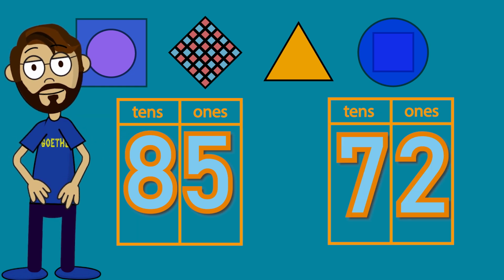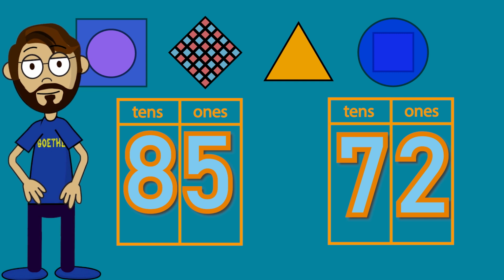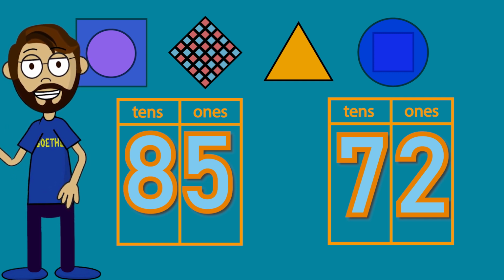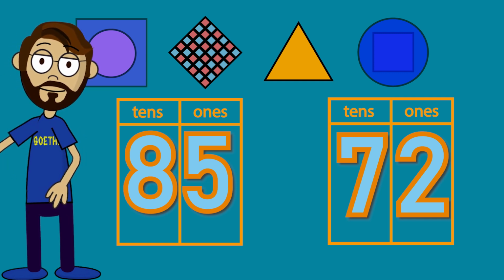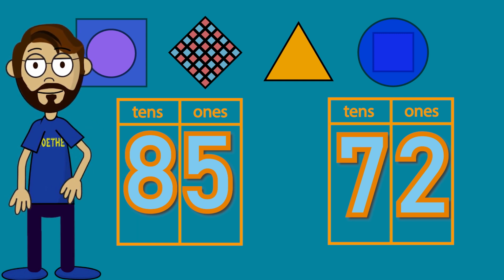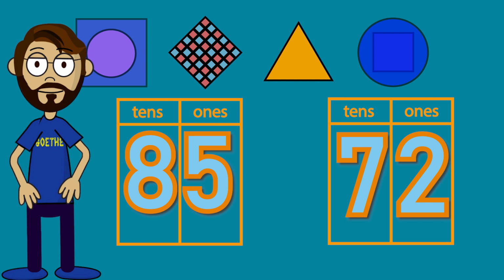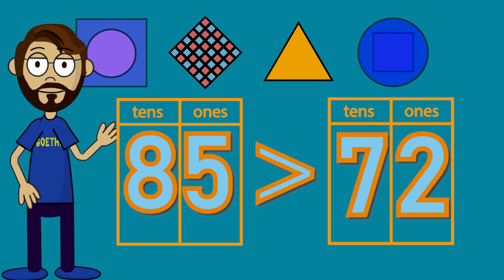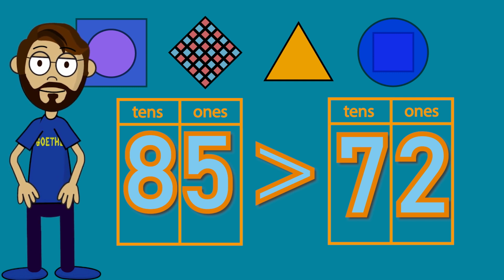So, starting with the tens, we see that 85 has 8 tens and 72 has only 7 tens. So, 85 is the bigger number. How do we show that? With this symbol. You can see that the open end points towards 85 and the pointy end points towards 72.